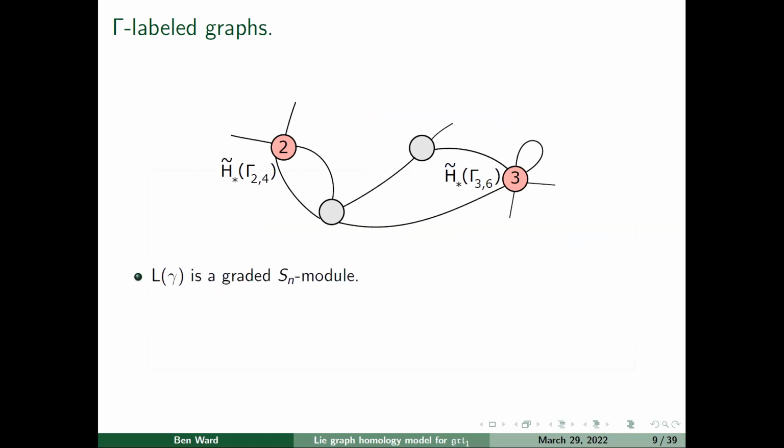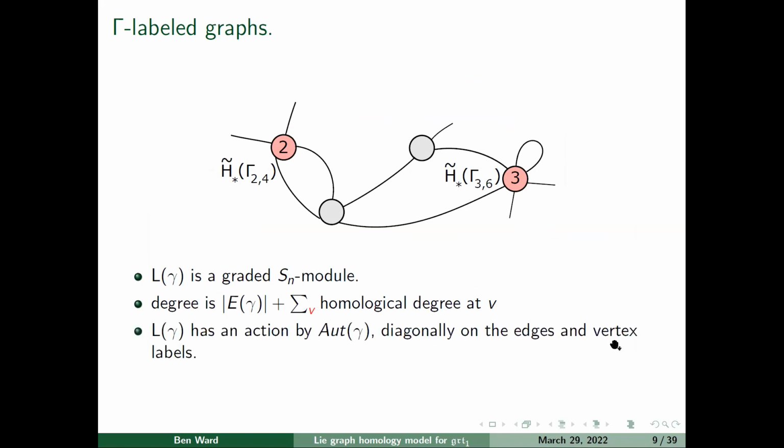Okay, just a few things about this space L_gamma. It's itself a graded S_N module because I can permute the numbering of all these legs. So this would be like an S_5 module in this case. The degree of an element, because of this top exterior power of the set of edges, is the number of edges plus the homological degree. So it's sort of bigraded, but I'll take the total grading. And it has an action of the automorphism group of the graph. And that acts diagonally, or acts both on the edges and the vertex labels.